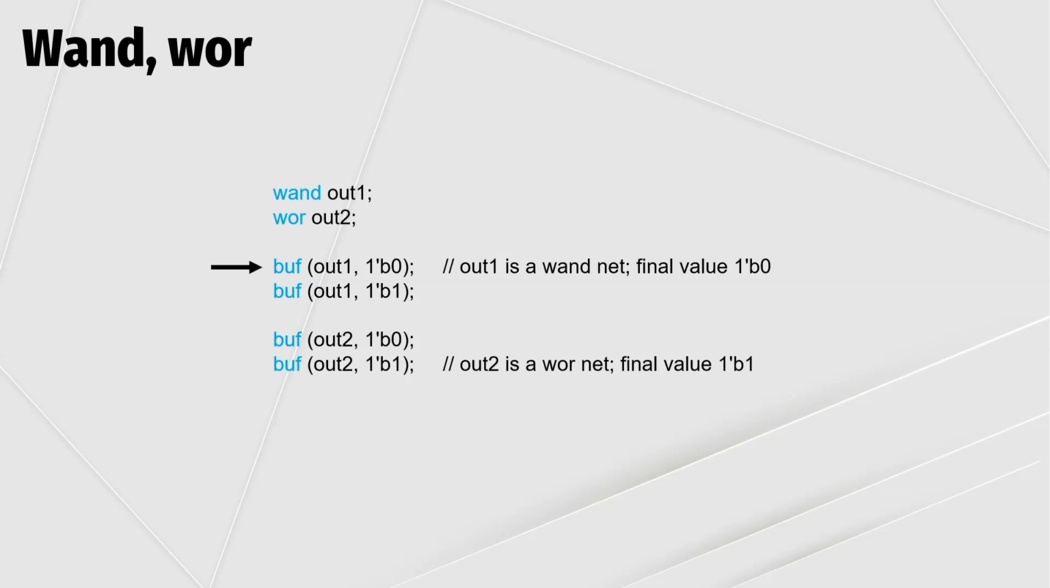First we set out1 to 0 using buf. Then we try to set out1 to 1 with buf. Because out1 is a wand net, it performs an AND operation. Since we already have a 0, the final value stays 1'b0. First we set out2 to 0, then we set out2 to 1. Because out2 is a wor net, it performs an OR operation. Since we now have a 1, the final value becomes 1'b1. So the final values are for out1 1'b0, for out2 1'b1.